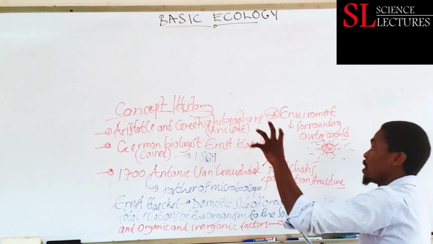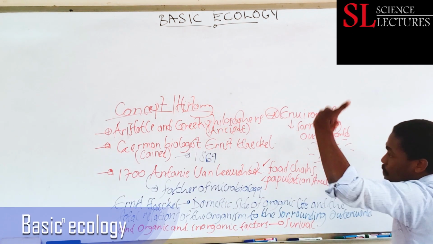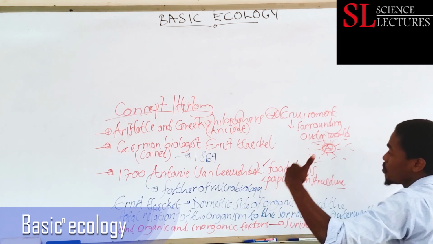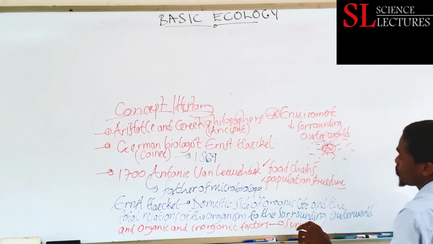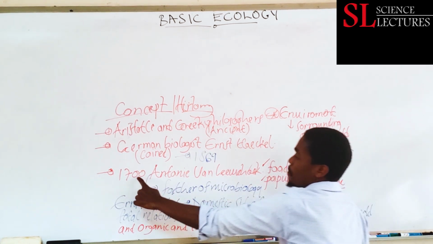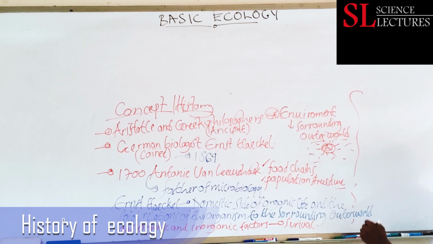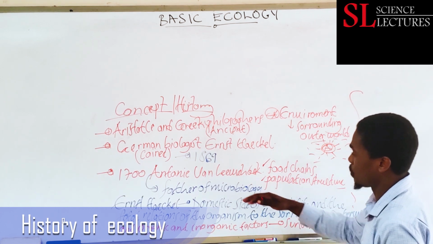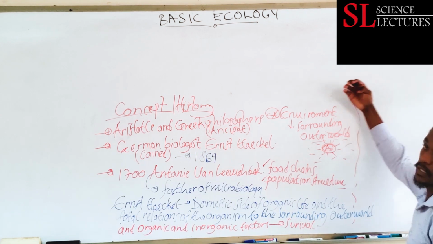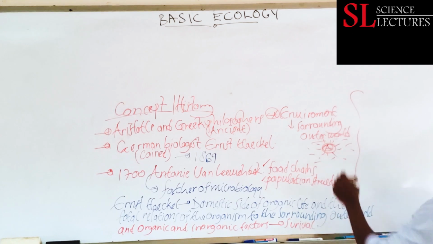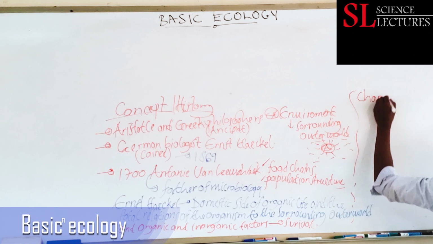But don't forget, 1869 is the year when he coined the term ecology. Aristotle and the Greek philosophers were the earlier people. Anton van Leeuwenhoek, the father of microbiology, also contributed by studying food chains and population structures, even before the term was coined, in 1700. We need to look at other scientists, because after Haeckel defined ecology the way we have, there was an emergence of other scientists. Another very important scientist we need to look at is Charles Elton.